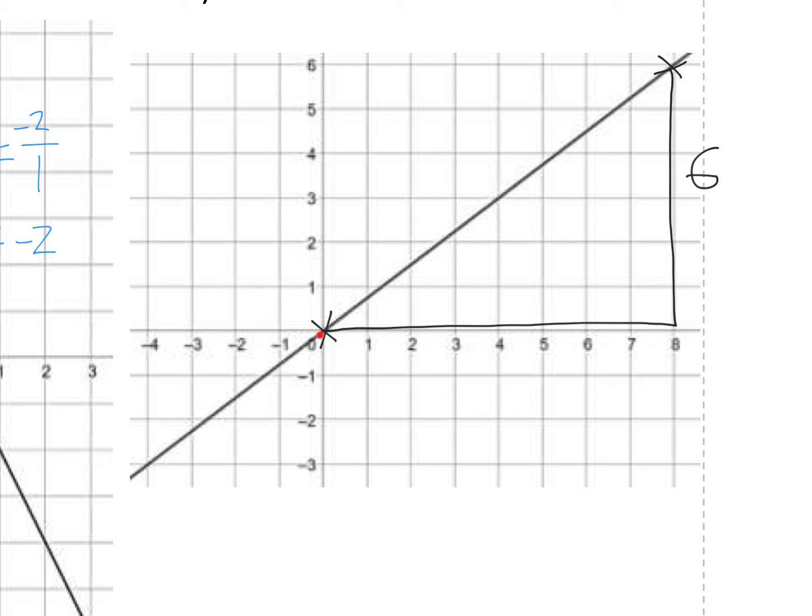And how far does it run across? Well, the change in the x values is from 0 to 8. 8 take away 0 is 8. So the run, or the change in x, is 8. So the gradient is the change in y, the rise, 6, divided by the change in x, the run, which is 8. So the gradient is 6 over 8, which can be simplified to 3/4. So for every 1 you go across, you're actually going up by 3/4. 1 to the right, up 3/4.